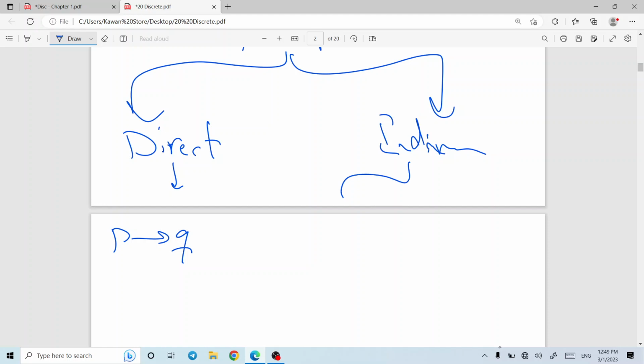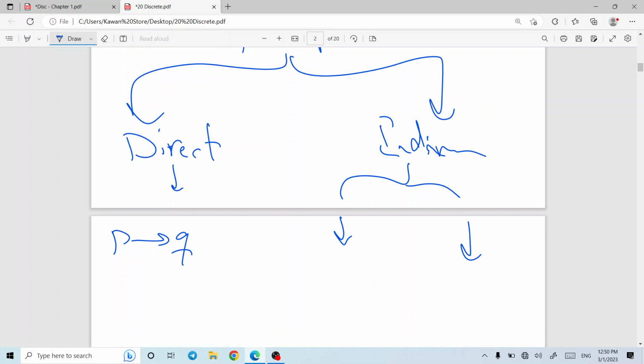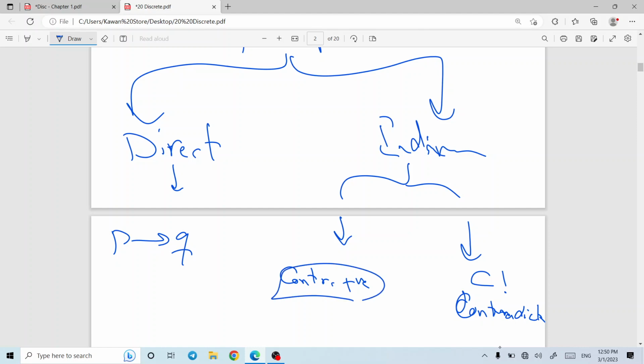Okay. Also we have indirect, but for indirect we have two sub-methods. They are called contraposition and contradiction. You heard about the contrapositive, and today you have contraposition and contradiction. So we have two contra methods, which help us to solve indirect. Okay? Understood? To solve indirect.